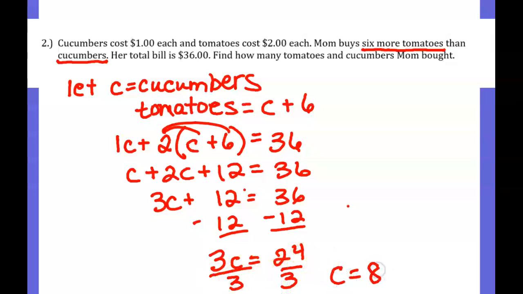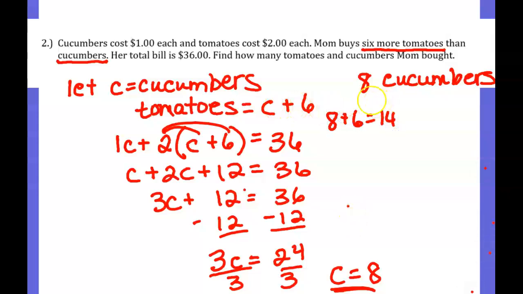A lot of times with word problems, I like the variable to begin with what the let statement is. Cucumbers would be C, so I know at the end it's actually 8 cucumbers. Then I plug it back in: C plus 6 would be 8 plus 6, which is 14. So we would have 14 tomatoes.